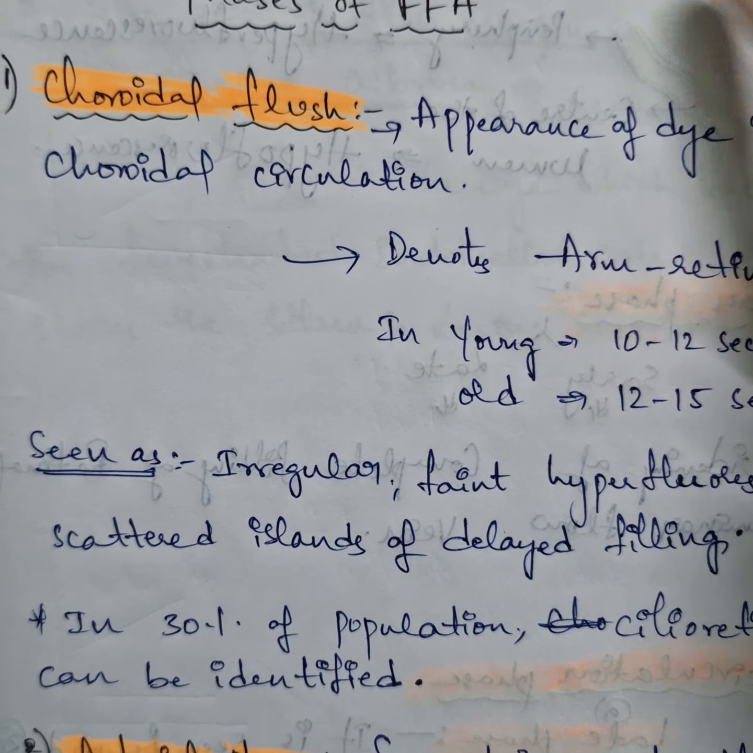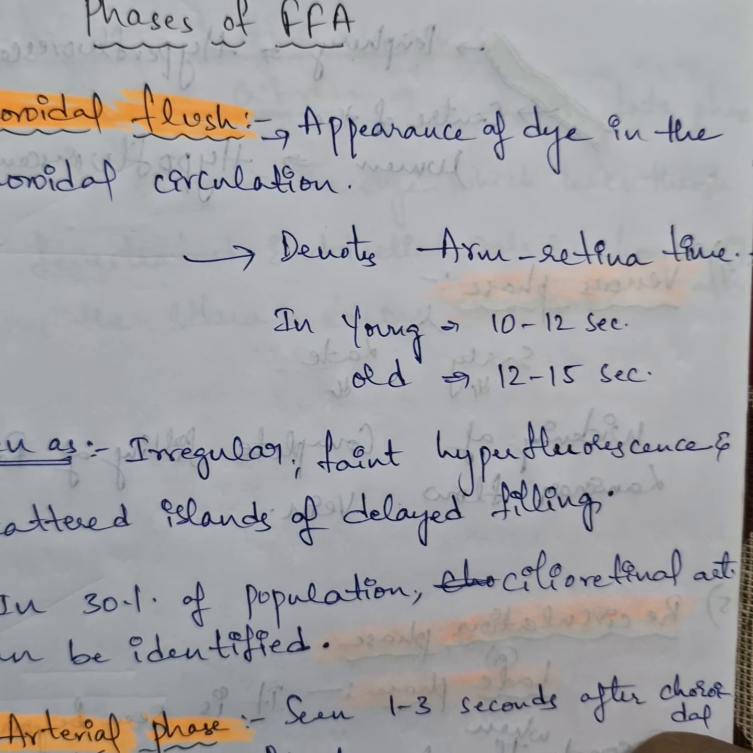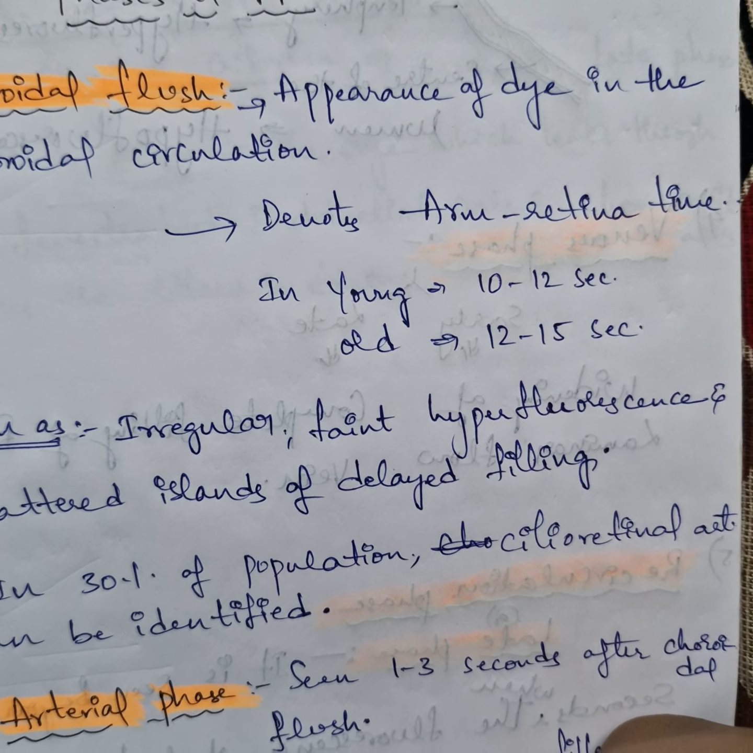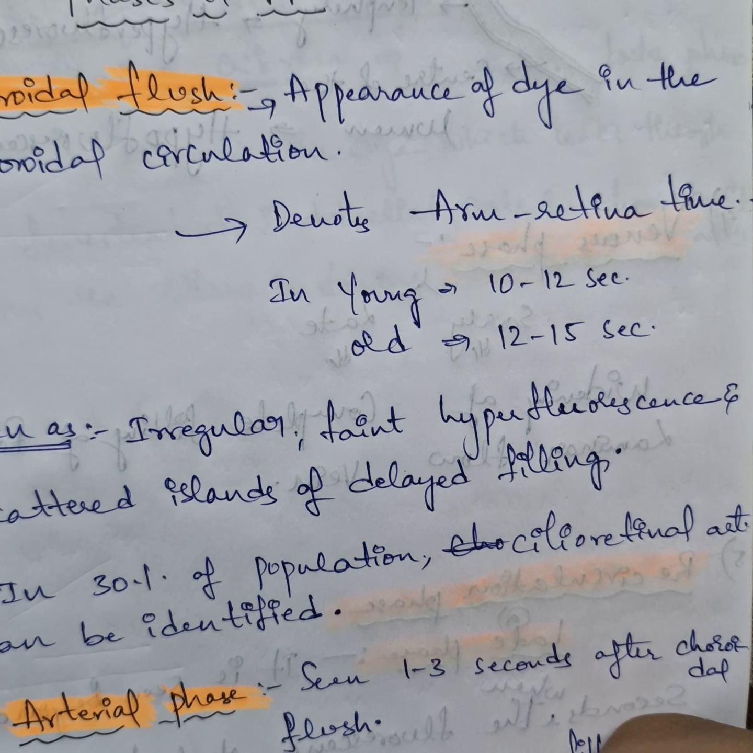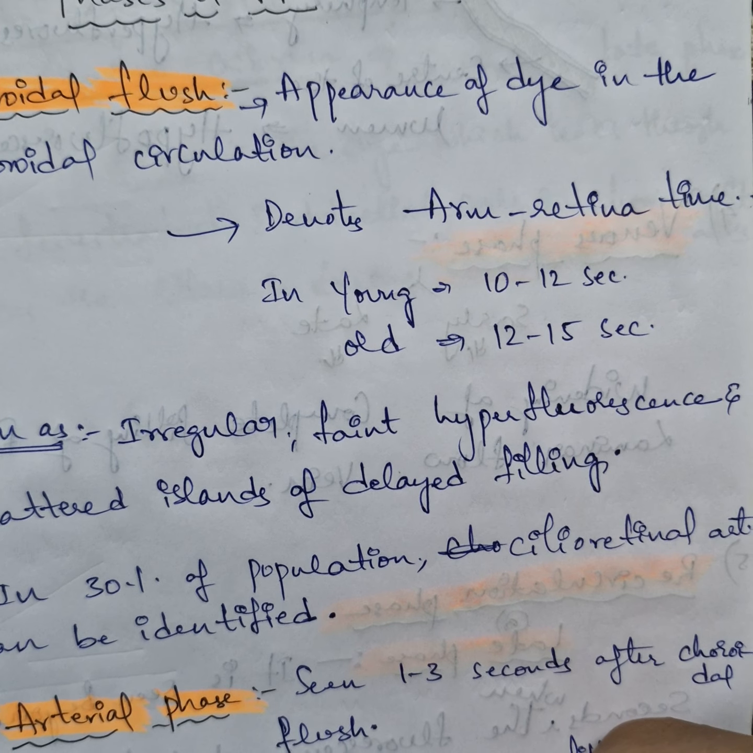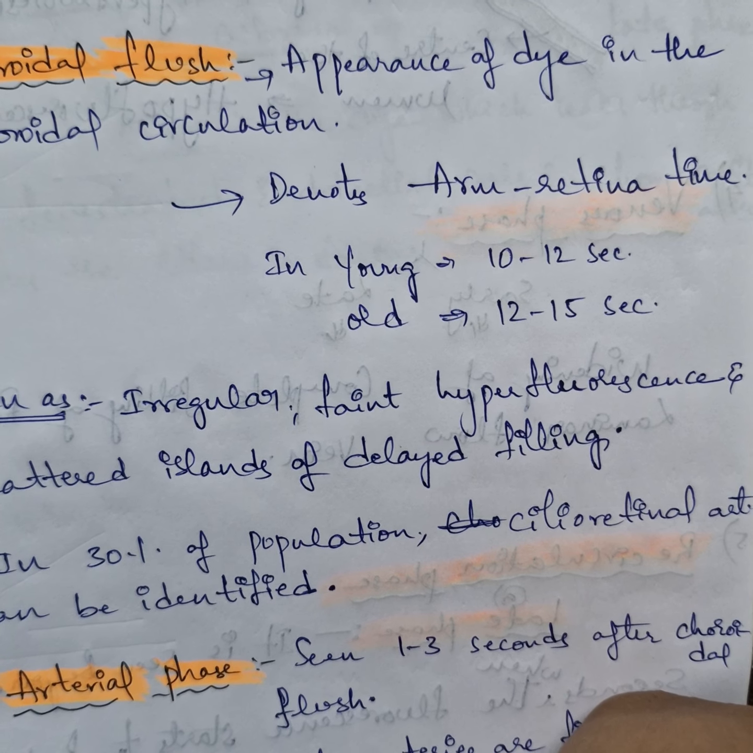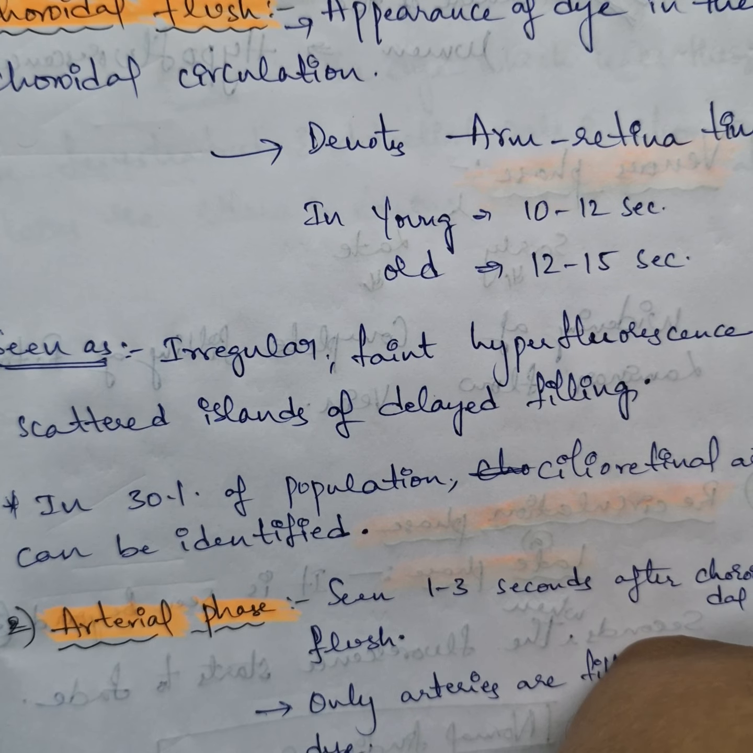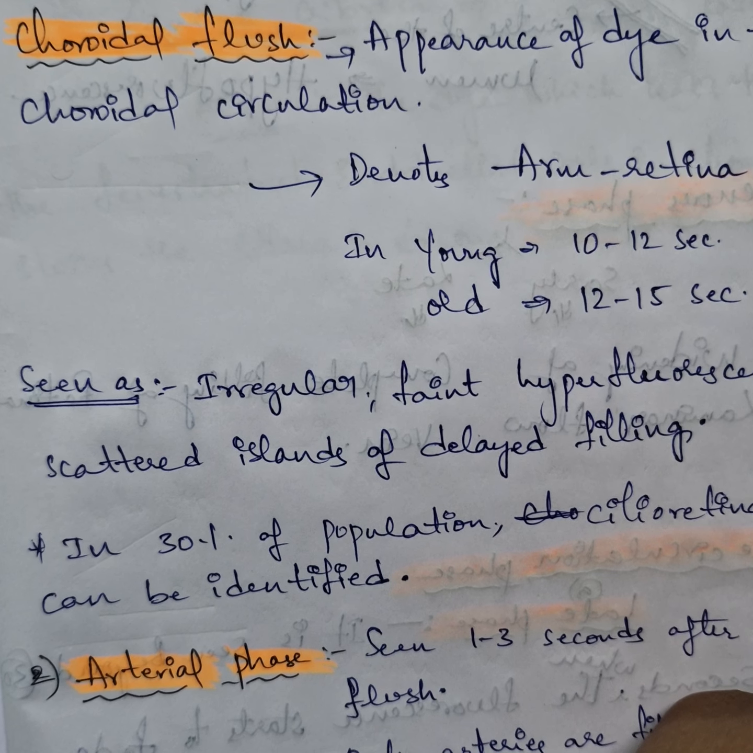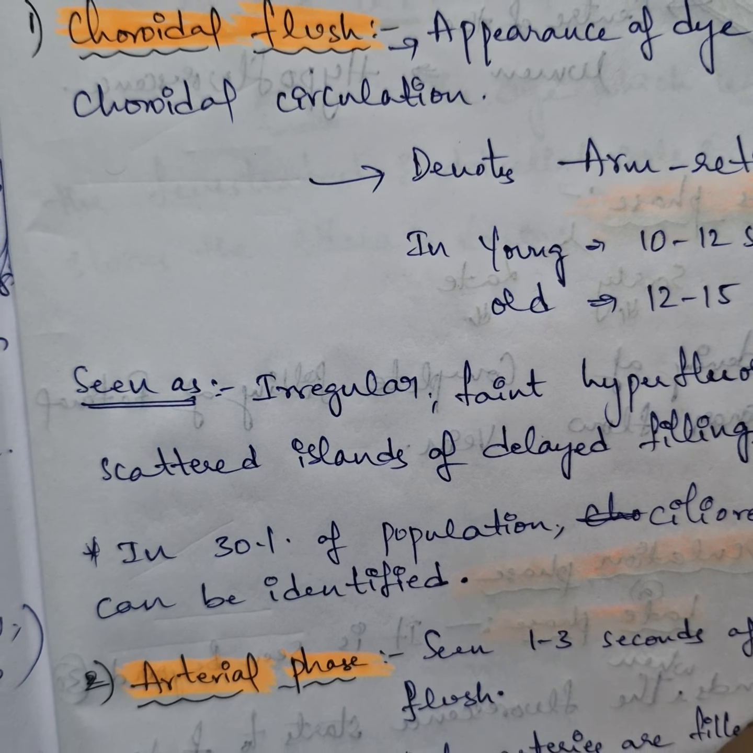Now coming to phases of FFA. So the first phase is called choroidal flush. This is due to appearance of dye in the choroidal circulation, and it denotes arm retina time. That is the time taken for the dye to travel from the injected area, that is mostly the arm area, up to the retina. So in young individuals it is about 10 to 12 seconds, and in old individuals it is about 12 to 15 seconds. It is seen as irregular faint hyperfluorescence and scattered islands of delayed filling. In 30% of the population, a cilioretinal artery can be seen in this phase.